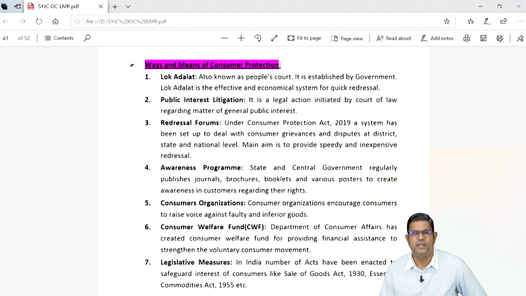Okay, moving to the next one is called awareness programs. Now awareness programs means the government of India undertakes several awareness campaigns, okay, or awareness programs so that the consumer knows what are their rights.